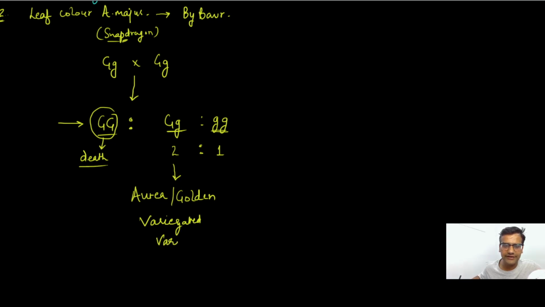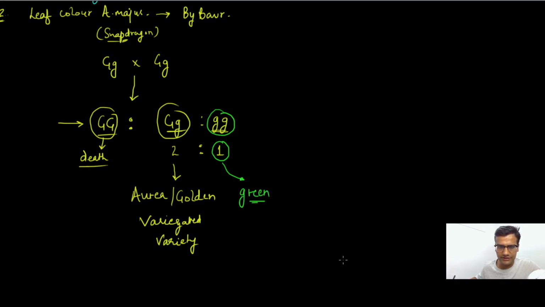Variegated variety. So this particular form is basically what we call the Aurea variety, or the golden variety, of Antirrhinum majus. If they are present in homozygous recessive form, so this particular plant is basically what we call the green variety. So the leaf color in plants with this genotype would be green.